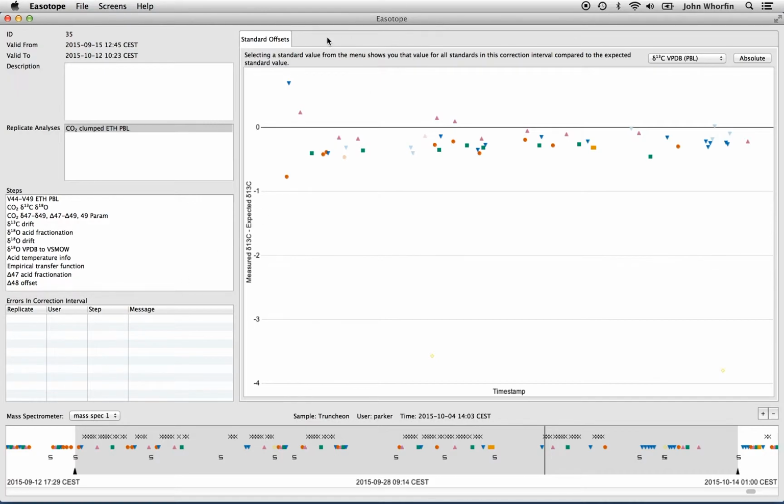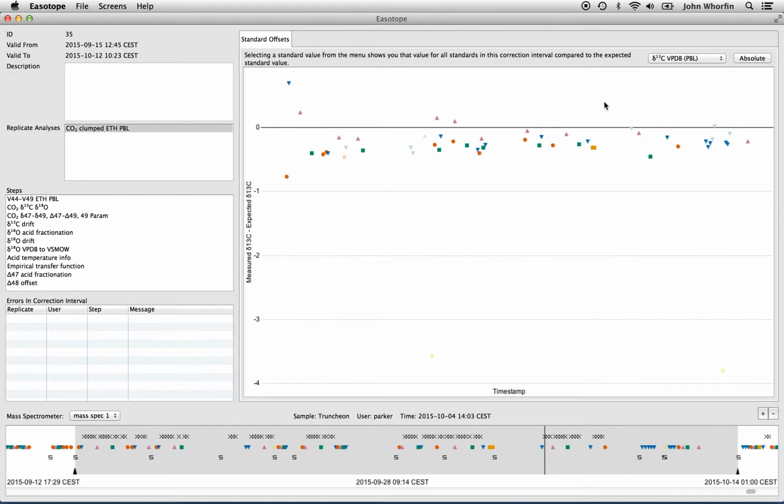On the right now we have a single tab here, and it shows us the standard offsets. The standards you see in this graph are the same as the standards you'll see down here in this correction interval, and they're graphed in the same order, and they're also sorted by time the same way these are. So if you look, for example, here we see a cluster of orange points, and here's a cluster of orange points. They're basically the same. This graph is a graph of the offsets of these standards, the measured value from their expected value.